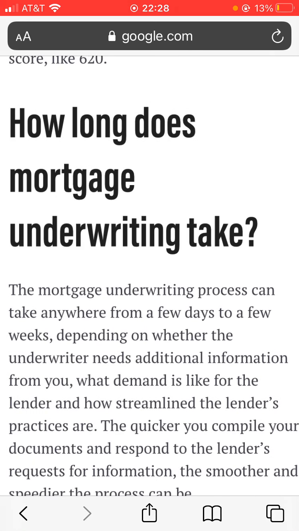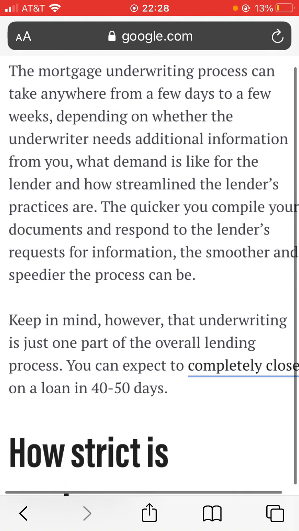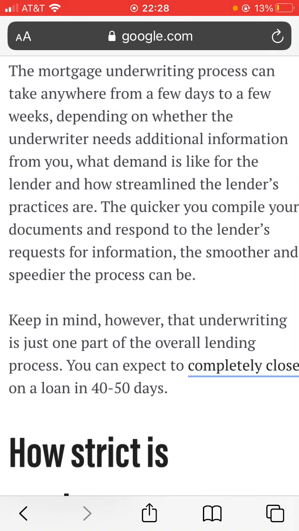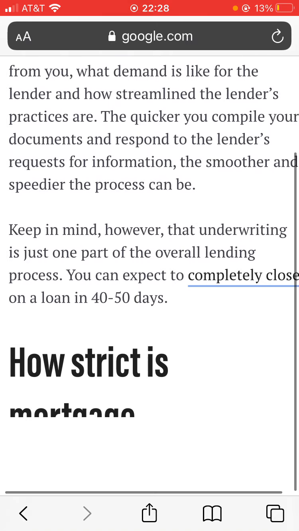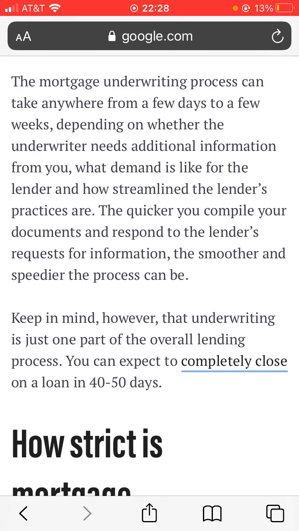How long does mortgage underwriting take? The mortgage underwriting process can take anywhere from a few days to a few weeks, depending on whether the underwriter needs additional information from you, what demand is like for the lender, and how streamlined the lender's practices are. The quicker you compile your documents and respond to the lender's request for information, the smoother and speedier the process can be. Keep in mind, however, that underwriting is just one part of the overall lending process. You can expect to completely close on a loan in 40 to 50 days.